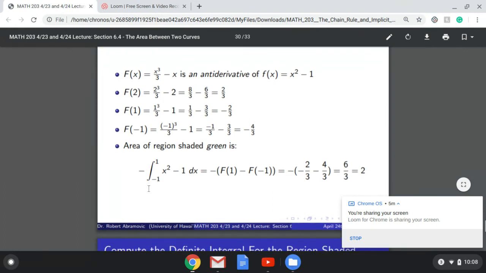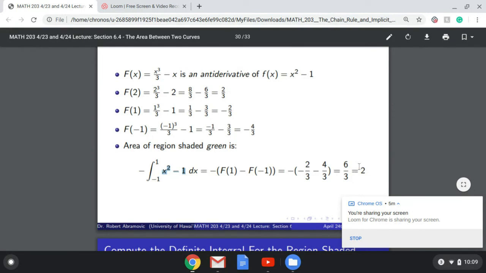The negation of the definite integral from negative 1 to positive 1 of x squared minus 1 dx is the negation of F of 1 minus F of negative 1. That's the antiderivative of the integrand evaluated at the upper bound minus the antiderivative of the integrand evaluated at the lower bound. Then we take the negation here because it's the area that's shaded green, and that's where y is equal to x squared minus 1 lives below the x-axis.